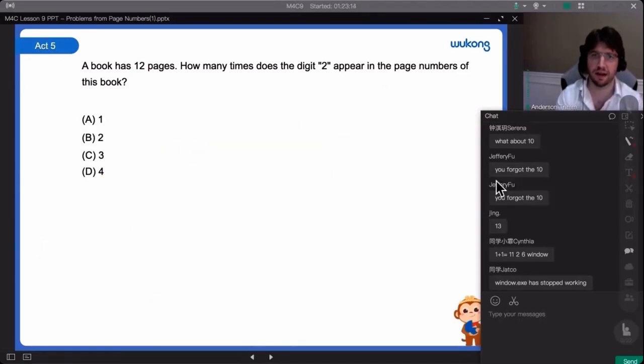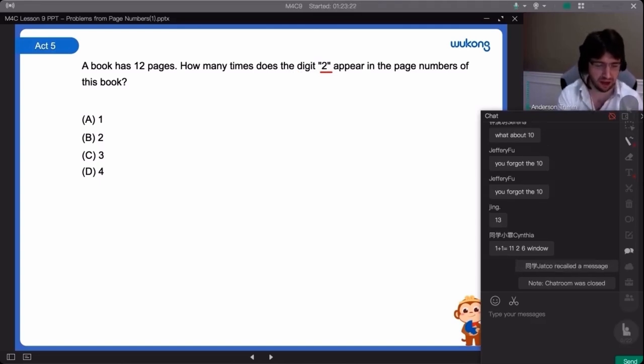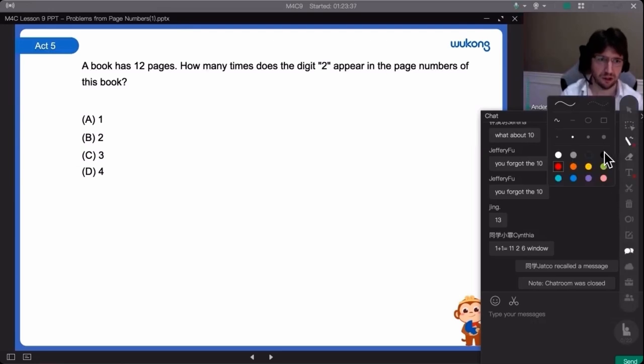All right, so a book has 12 pages. How many times does the digit 2 appear in the page numbers? So remember, you need to count how many times it appears in the units place or ones place and how many times in the tens place. So you might want to list them. And let's do this better than we had before.